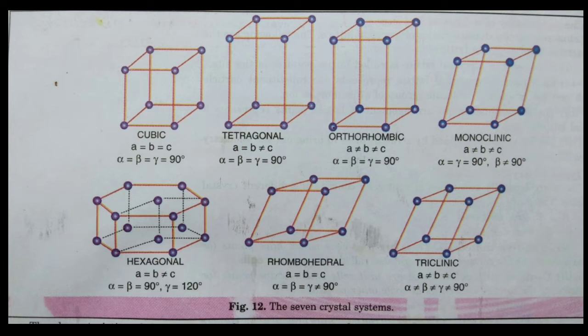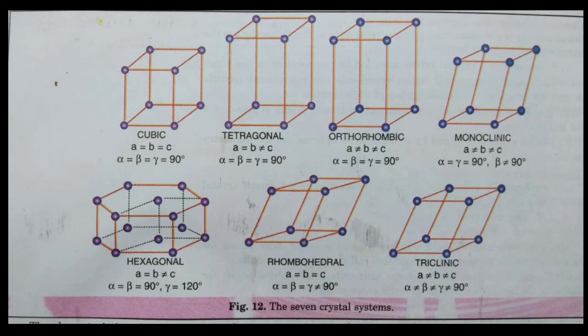The first one is the cubic. All the 3 axes are of equal length and are at right angles to each other. That is, a equals b equals c, and all angles equal 90 degrees. The next one is tetragonal. The 3 axes are at right angles to each other, but only 2 axes are equal. That is, a equals b, which is not equal to c, and all angles equal 90 degrees.